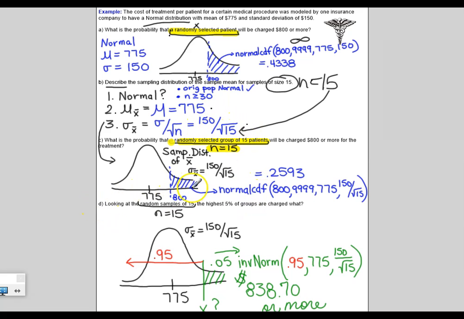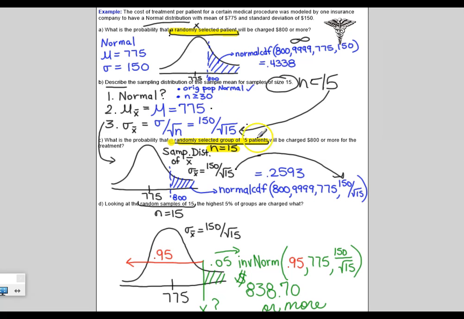If we want to know this area, we're going to use our normal CDF. Basically all our numbers are going to be the same, but what's going to change is that, remember, our standard deviation, because it's in the sampling distribution, is equal to this value here. So that changes. Other than that, it looks pretty much like what we did in part A. And this comes out to 0.2593. So it's less likely to get that higher value when you're looking at a group of people versus when you're just looking at one individual.